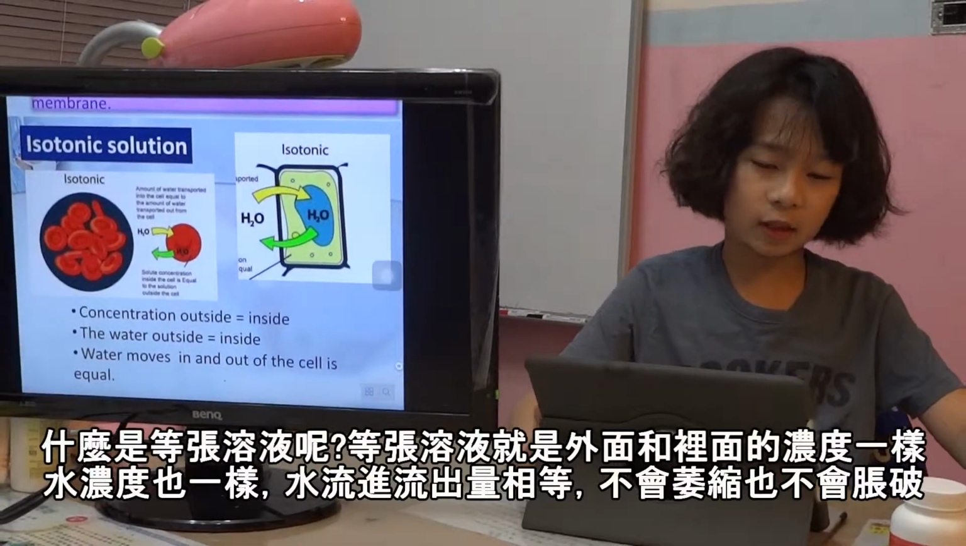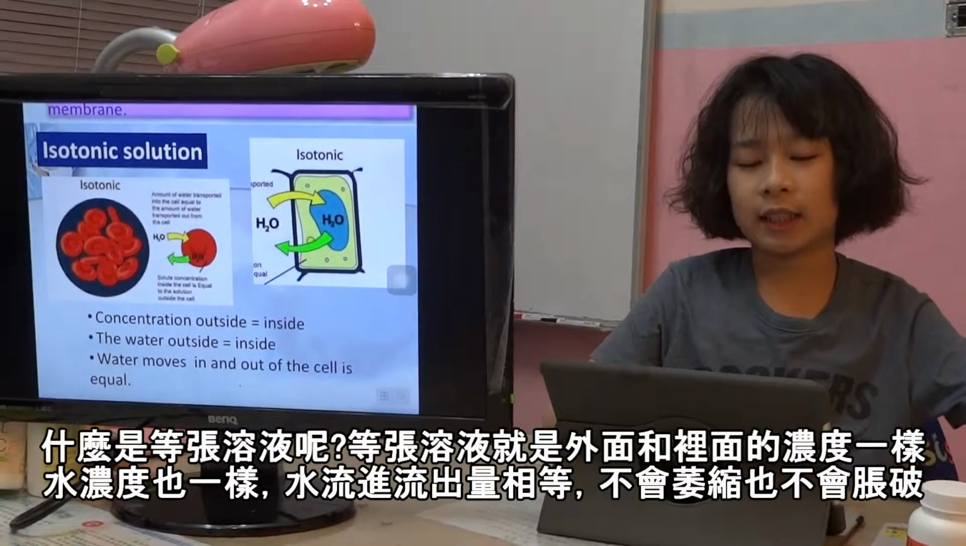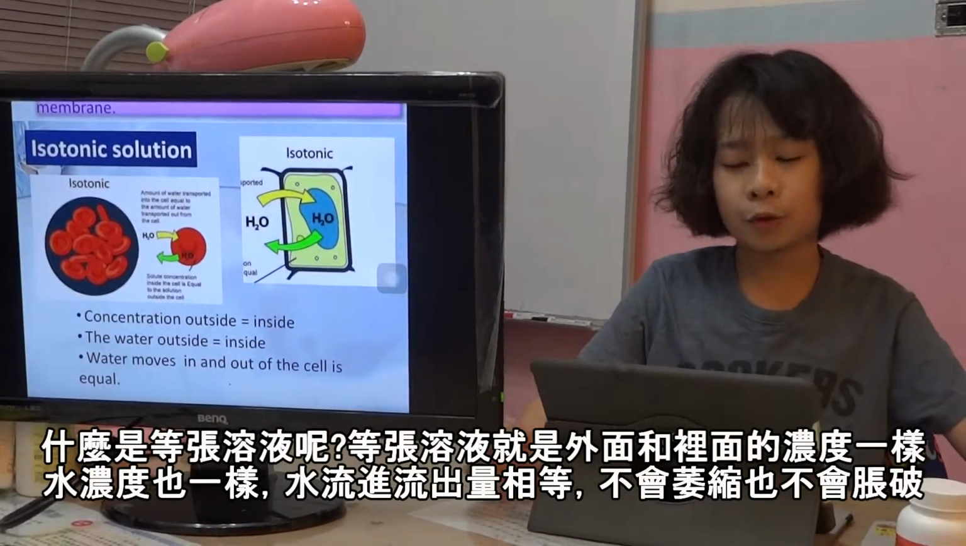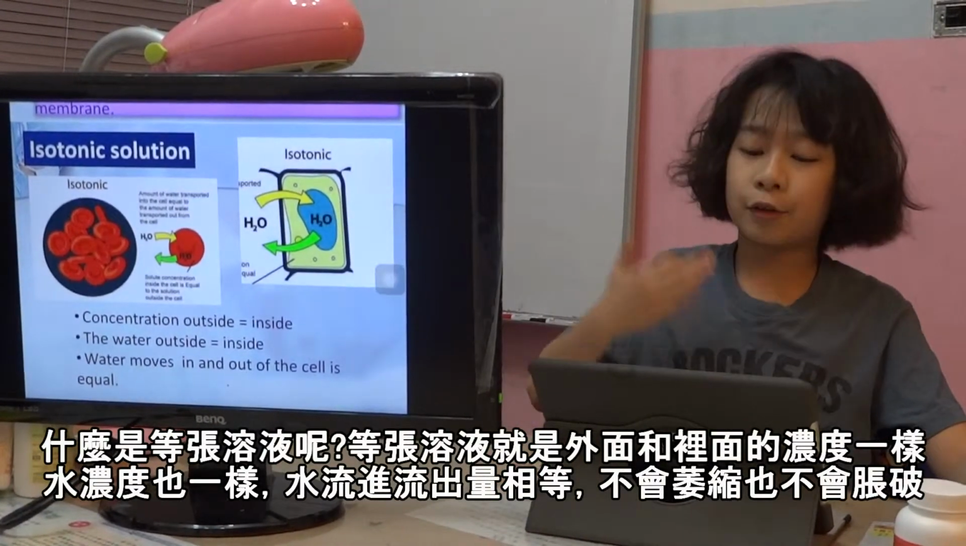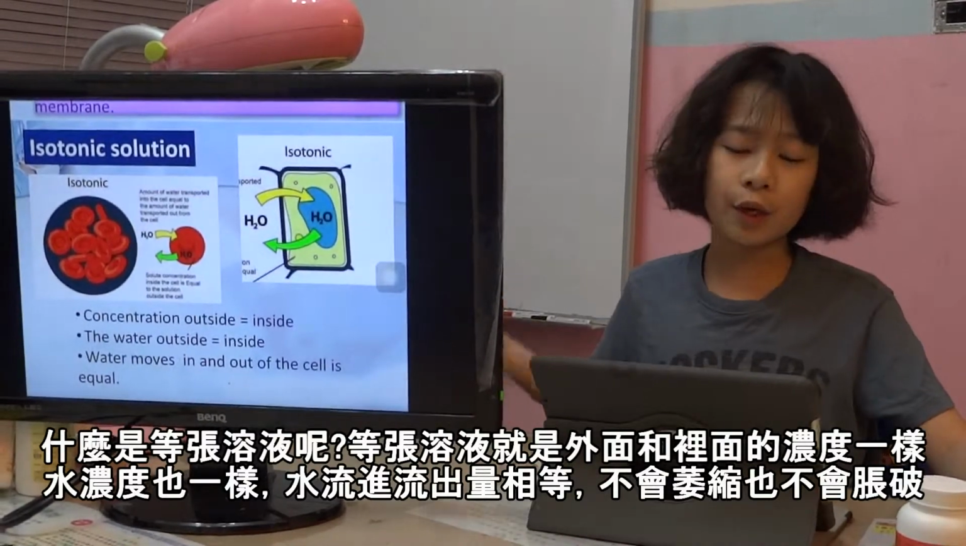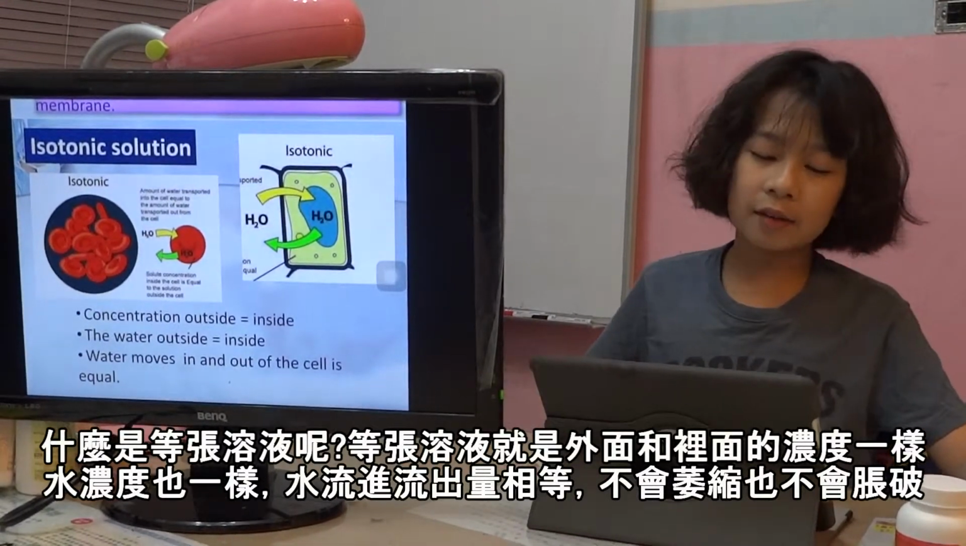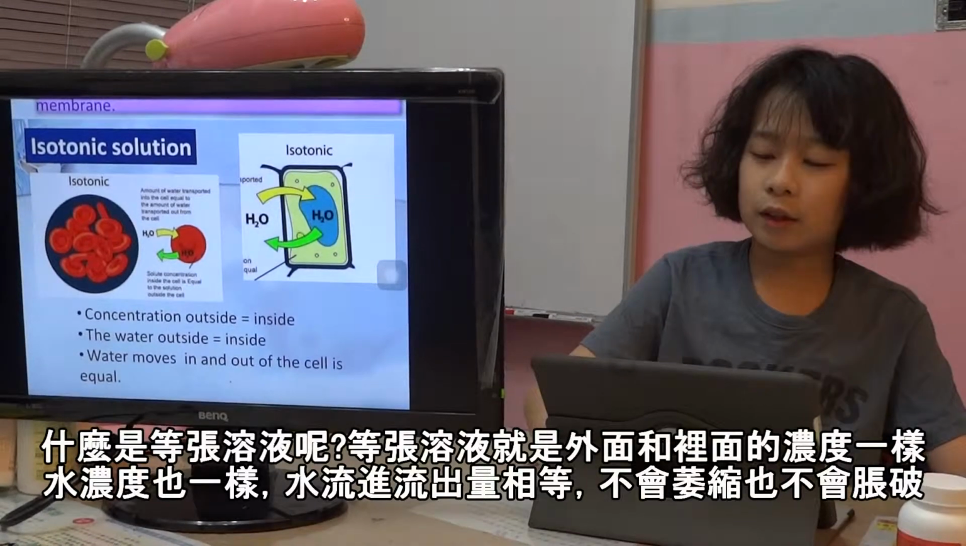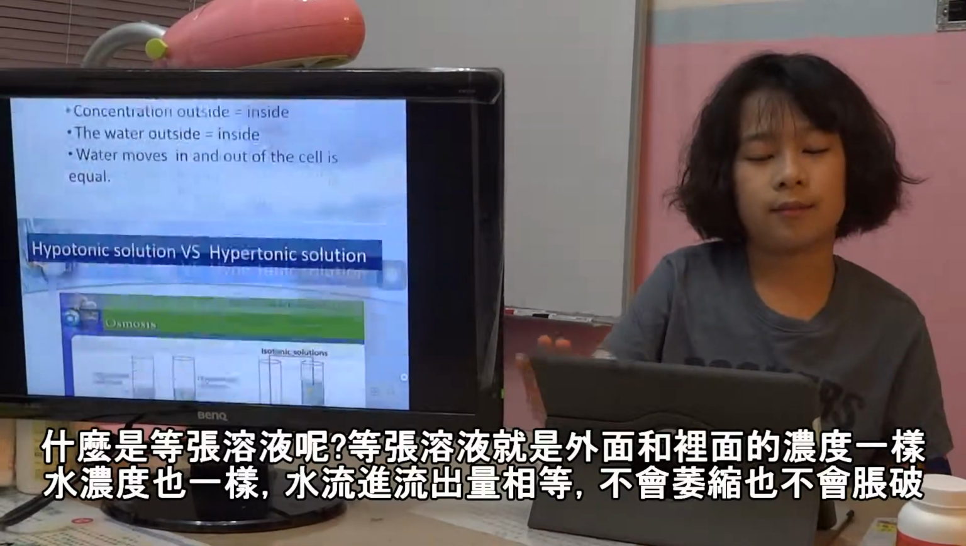What is an isotonic solution? An isotonic solution has a concentration outside equal to inside. The water amount outside is equal to inside too. The water moves in and out equally, so the cell won't shrink or burst.